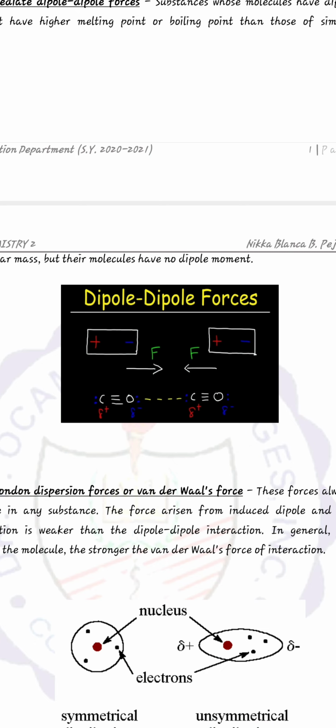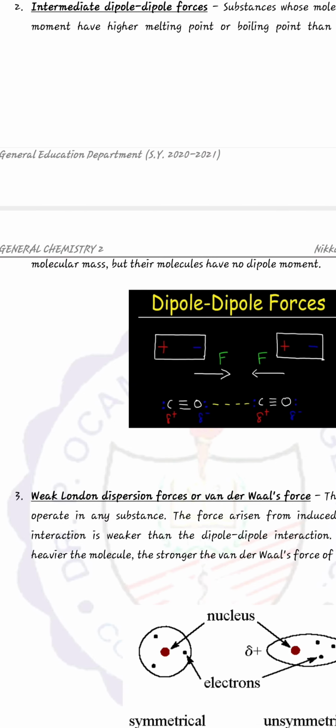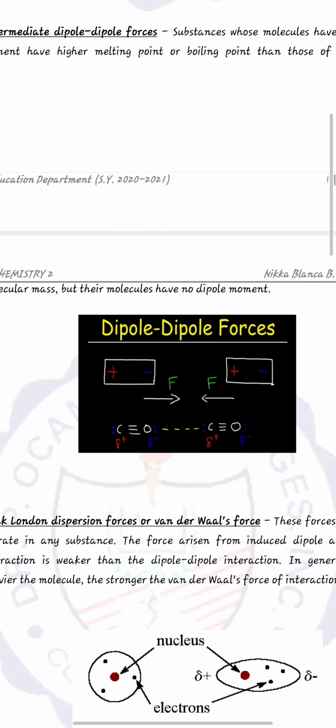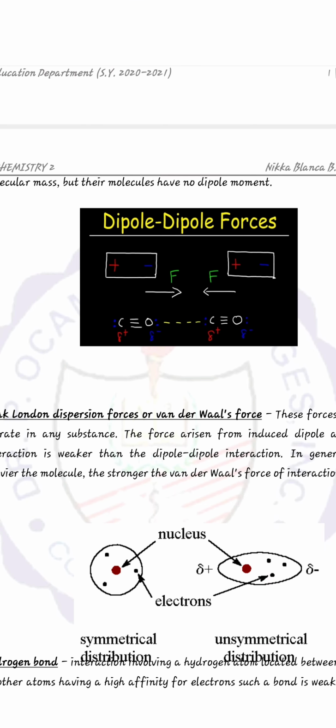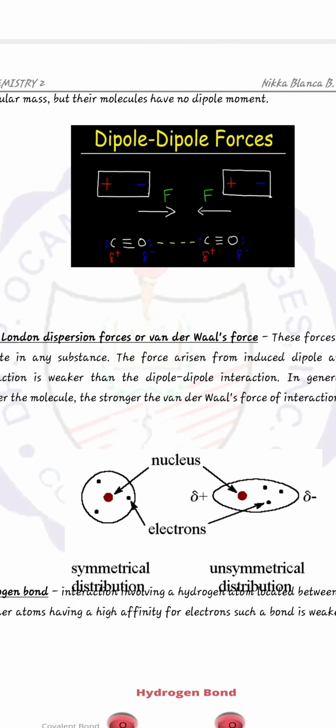And this force also arises due to the process of the dipole-dipole forces. So if the interaction is weaker than the dipole-dipole interaction, then this process is called van der Waals forces. To explain it further, let's begin with my examples below.